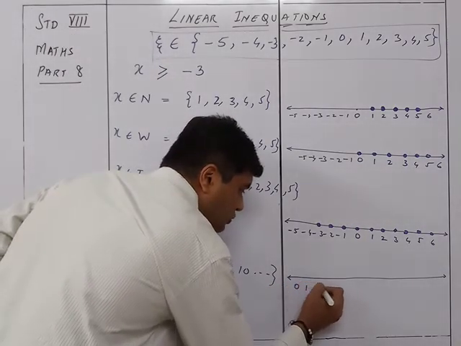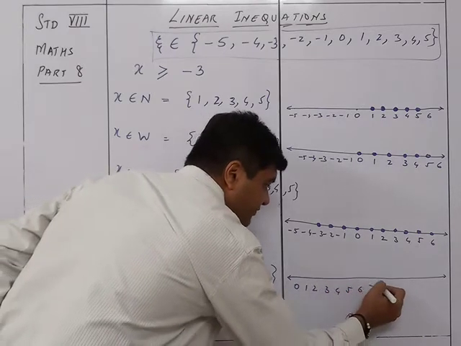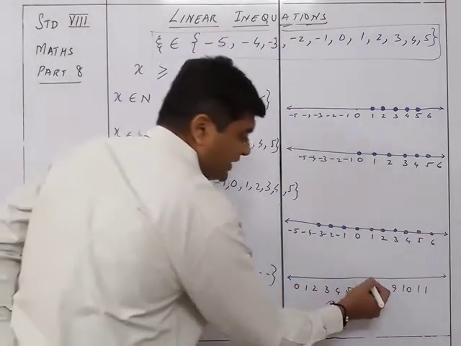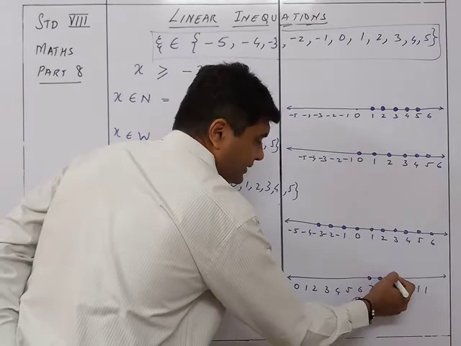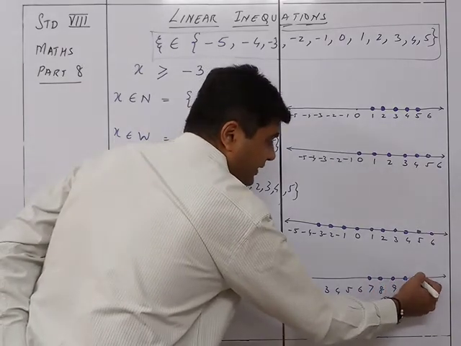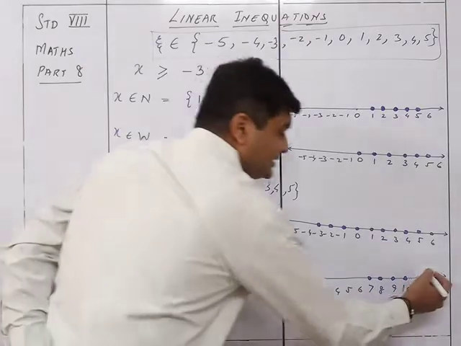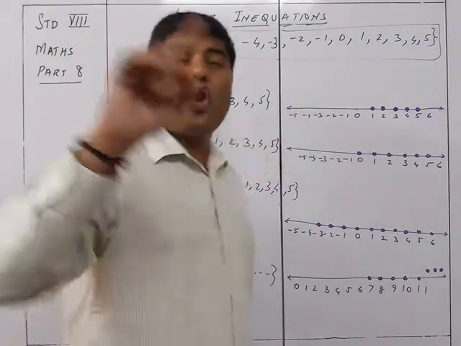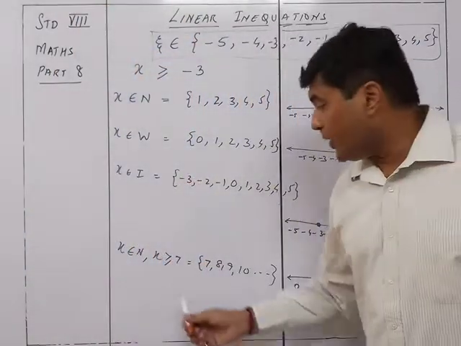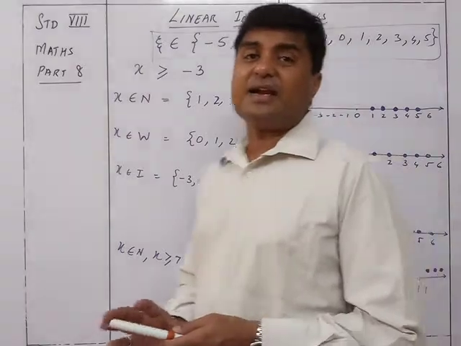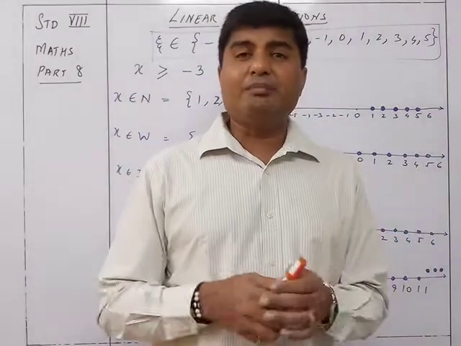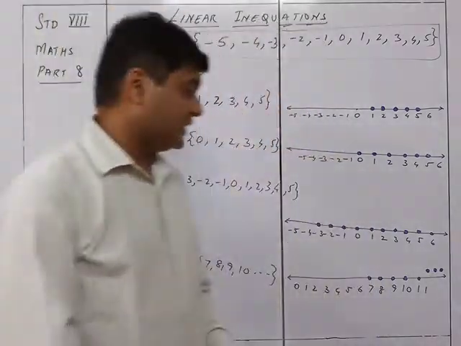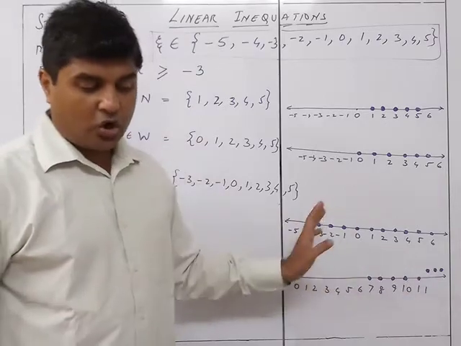So 0, 1, 2, 3, 4, 5, 6, 7, 8, 9, 10, 11. I don't need anything further. It starts from 7. So I put a dot for 7, a dot for 8, a dot for 9, 10, 11, and then since I cannot keep on doing, I just put 3 dots over here like this. This indicates that it is going to go on till infinity. So when the answer is x greater than or equal to 7, it means all the numbers 7, 8, 9, 10 and so on and on until infinity. That's why you are going to show it as 3 dots on the side.